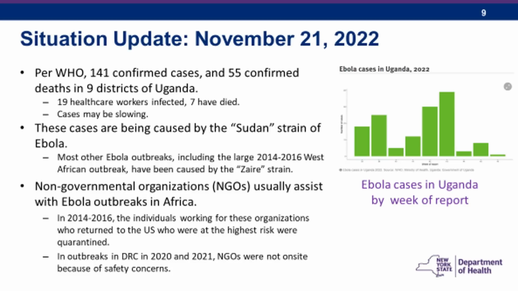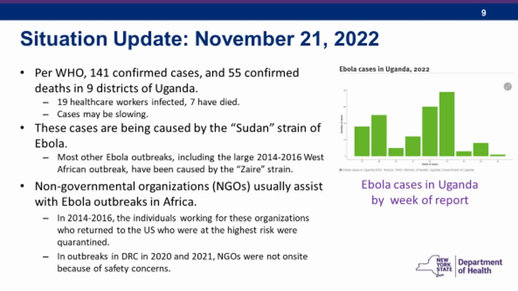Our recent data suggests that cases may be slowing, but it's important to remember again, these cases are being caused by the Sudan strain of Ebola. Most other Ebola outbreaks, including the large 2014 to 2016 West African outbreak, were caused by the Zaire strain.